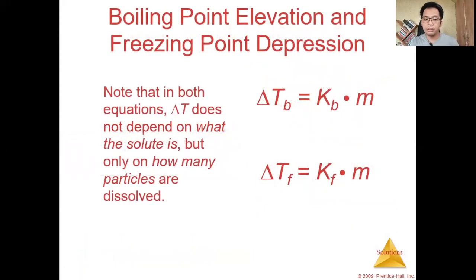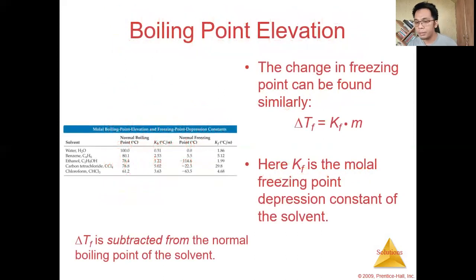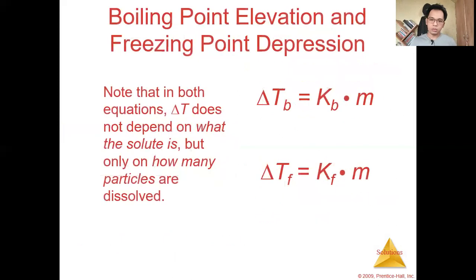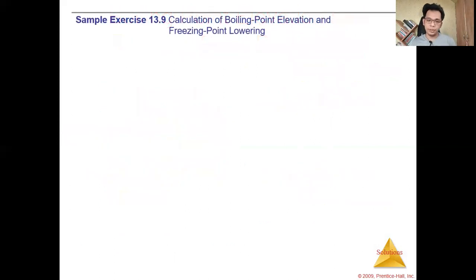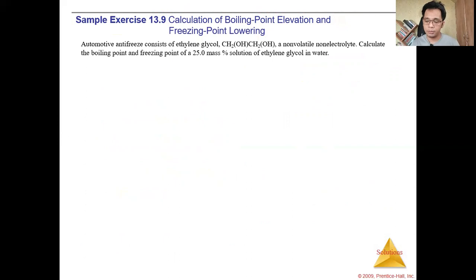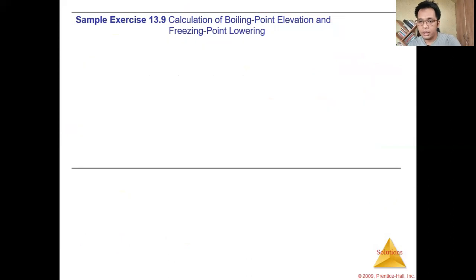So take note that these equations do not depend on what kind of solute it is, but rather on how many particles are dissolved in a specific amount of solvent. And as you remember, our molality is based on moles per kilogram of solvent. So we will be tackling these solvents, which of course have their own constant properties such as their normal boiling point, freezing point, and the constant values for molal boiling point elevation and freezing point depression respectively. So these are just the calculations for this part, and we will not discuss this one because we will discuss it in the next part of our lecture.